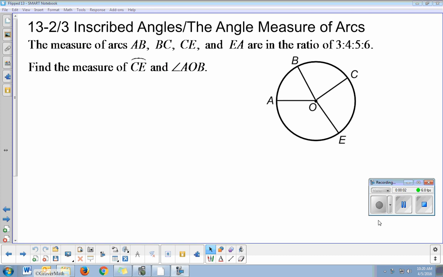Geometry Unit 13, Sections 2 and 3. We're doing a combined video for Sections 2 and 3. Section 2 is about inscribed angles, and Section 3 is about the angle measure of arcs.